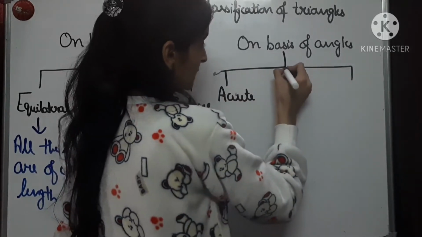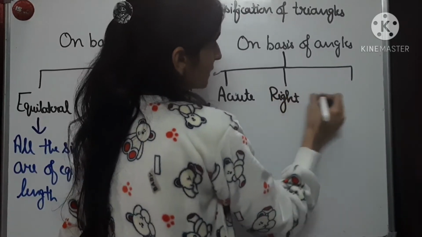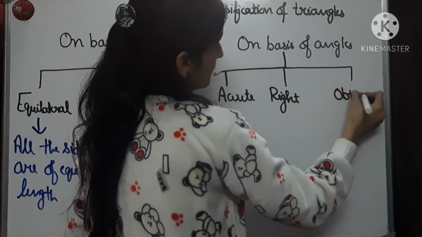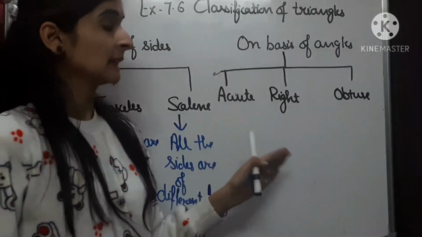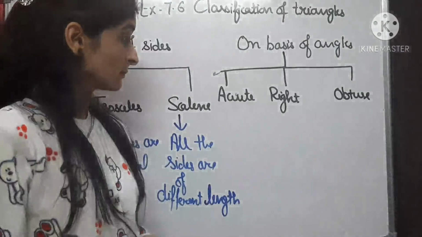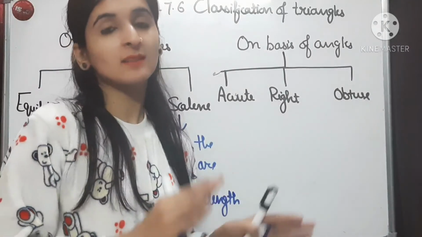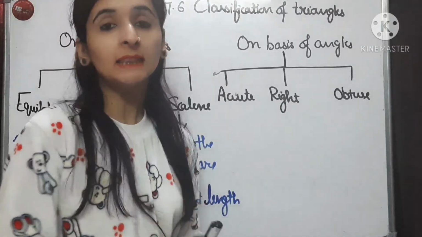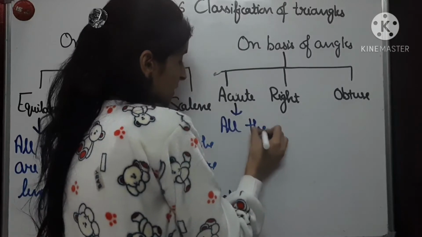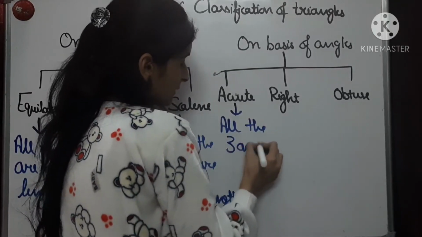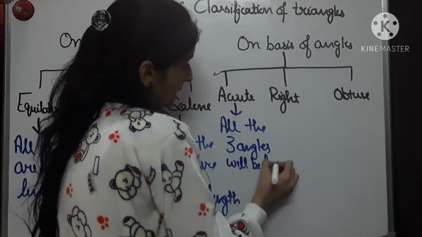Acute angle triangle. Then we have right angle triangle, and after that we have obtuse angle triangle. Okay. So what is an acute angle triangle? In acute angle triangle, all the three angles will be acute. It means all the three angles will be less than 90 degrees. So all the three angles will be less than 90 degrees.